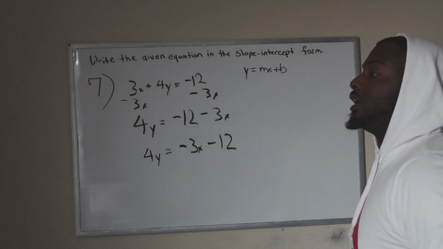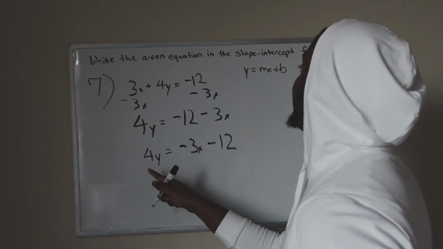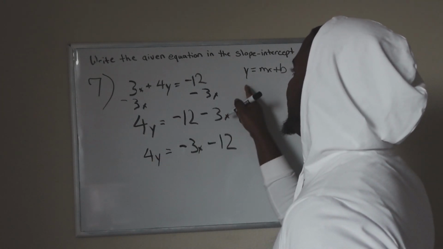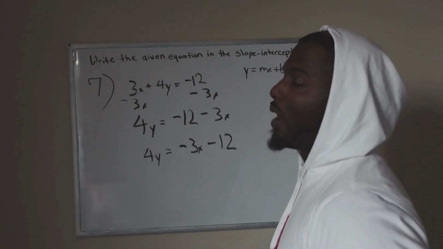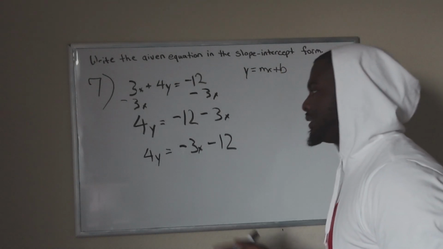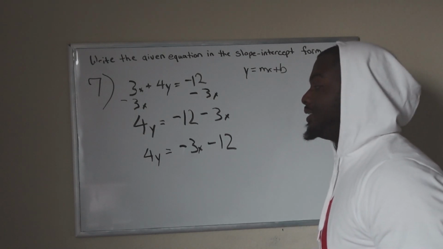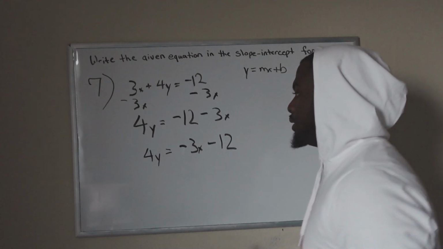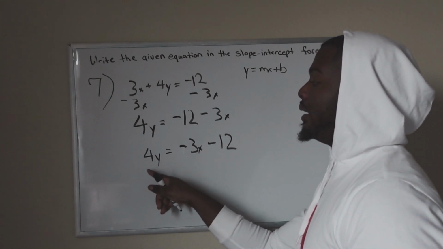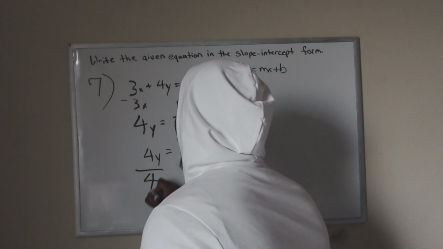So next, notice on the left side we have a 4 here. We can't have a number right here because we need to have y by itself. 4y means 4 times y. And whenever you see a number next to a variable, it's being multiplied. So in algebra, you want to do the opposite to get it by itself. You see how we have 4y here? This is 4 times y. We're going to divide by 4 to get y by itself.